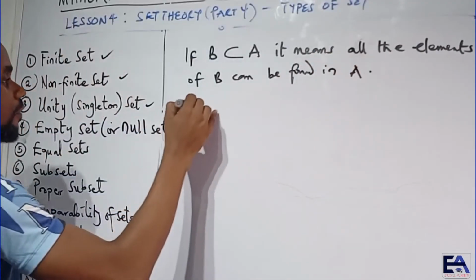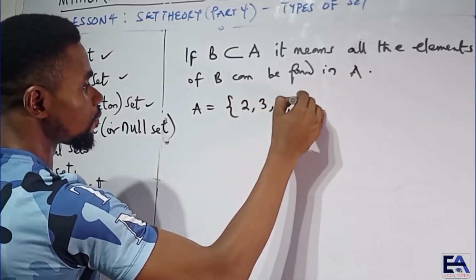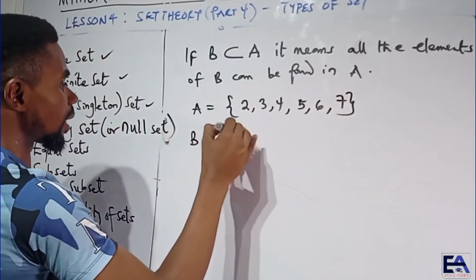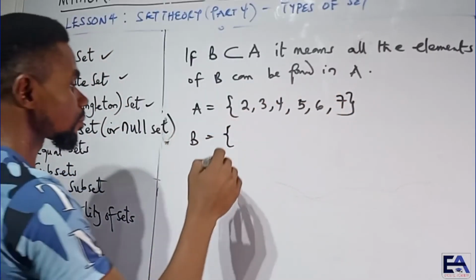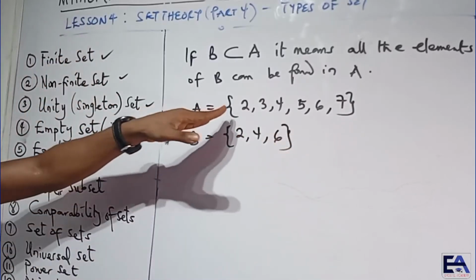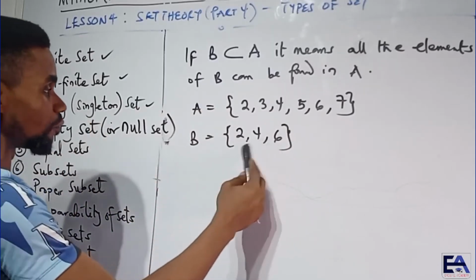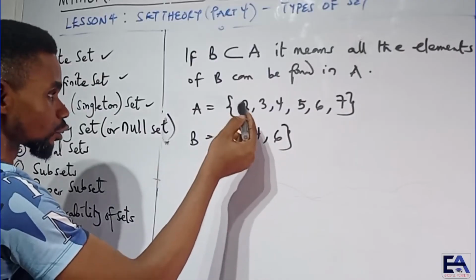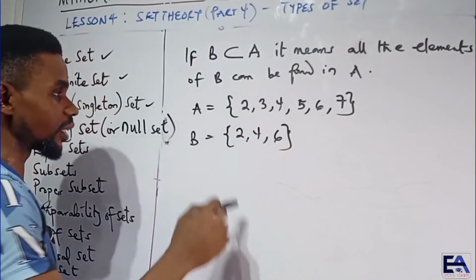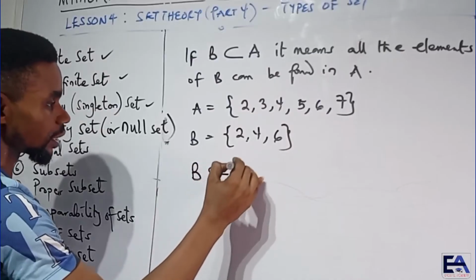Let's consider an example. If A is equal to {2, 3, 4, 5, 6, 7} and B is {2, 4, 6}, it simply means that all elements of B can be found in A. A has 2, B has 2. A has 4, B has 4. A has 6, B has 6. So everything here can be found here. In that case, we'll say that B is a subset of A.